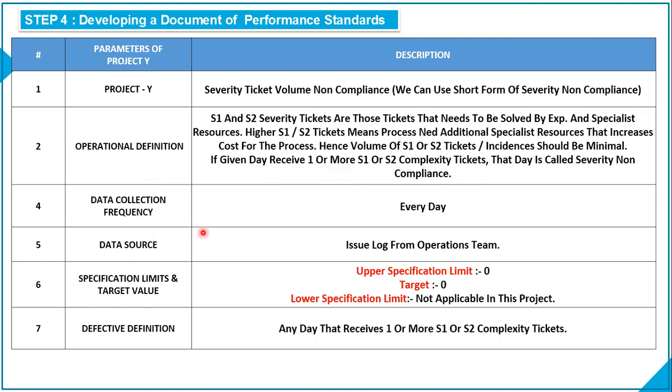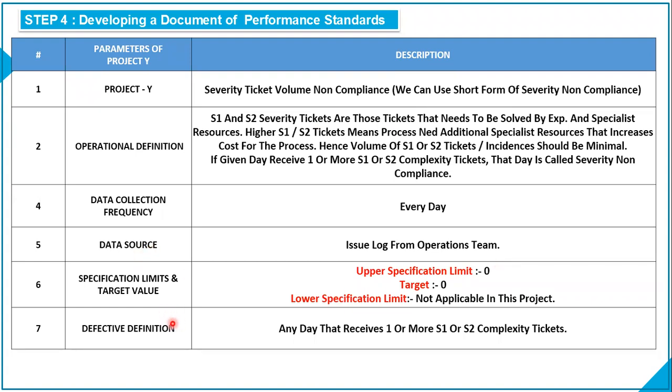So data collection frequency is on a daily basis, every day. Data source, what is the data source? Issue log from operations team. So the operations team maintains an issue log, either system based, that is software based, where it automatically generates S1, S2 tickets, and you just need to take it on a regular basis. Or you can maintain the issue logs in spreadsheets as well. But nowadays, most IT operation companies have all these things in the software itself, so that it comes to them automatically.